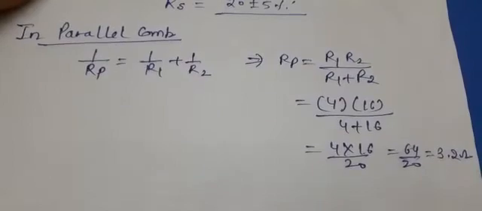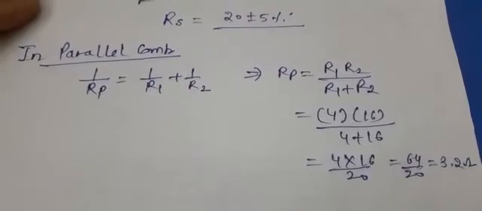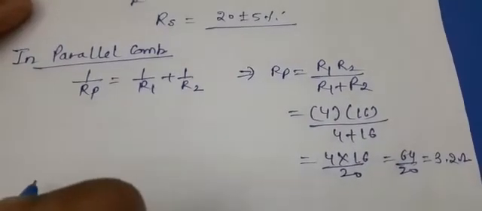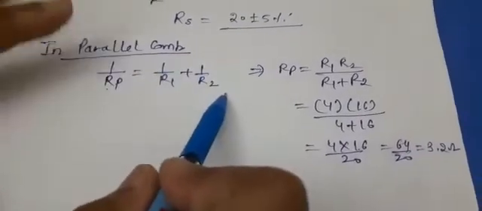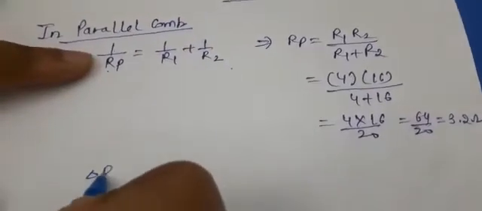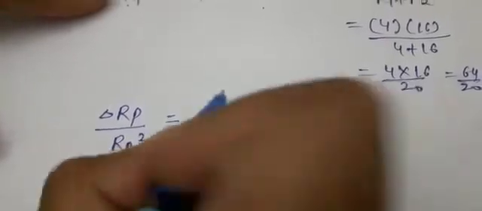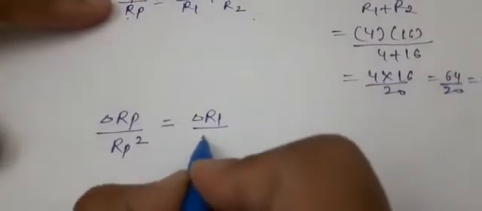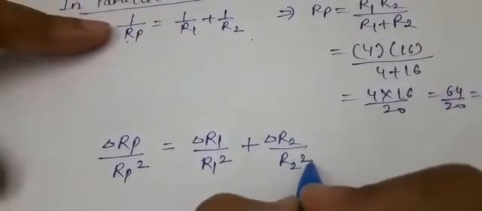Now, as we have to obtain the error in parallel combination, you have to learn one result. This result is also given in the solved numericals of NCERT. What is the result? As 1 by Rp equal to 1 by R1 plus 1 by R2, here del Rp upon Rp square is equal to del R1 upon R1 square plus del R2 upon R2 square.